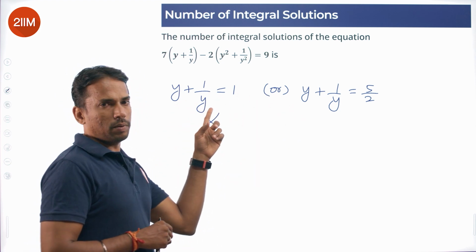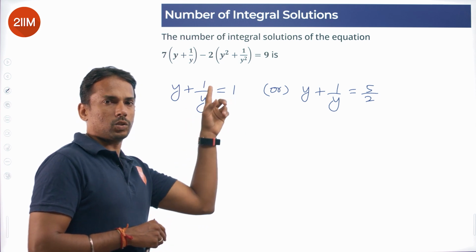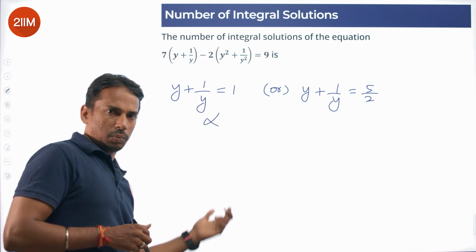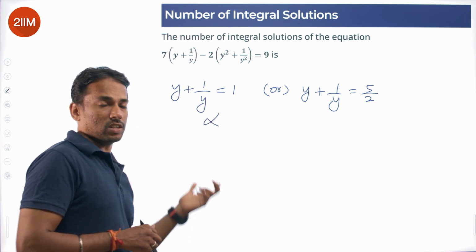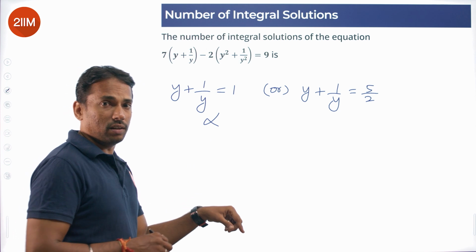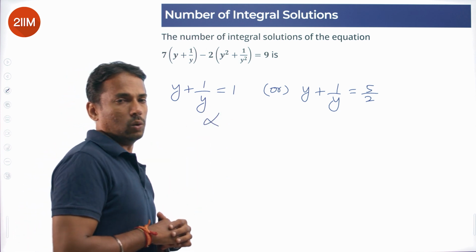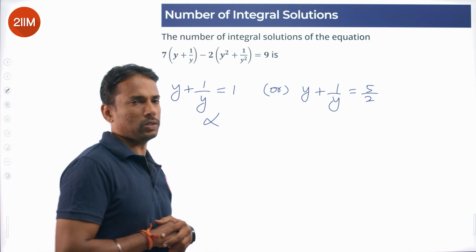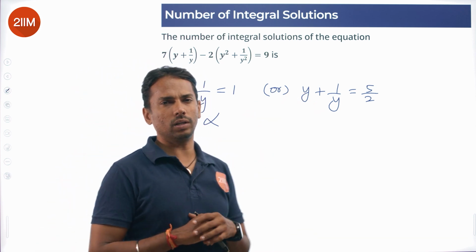That means this should be at least 2. So y plus 1 by y is 1, it's not at all possible. Or even if we try to simplify it and write it as a quadratic equation and solve, we'll be able to infer that it is not equal to 1. We'll be getting some imaginary values. Okay, fine. Here, y plus 1 by y is equal to 5 by 2 is simple to understand.